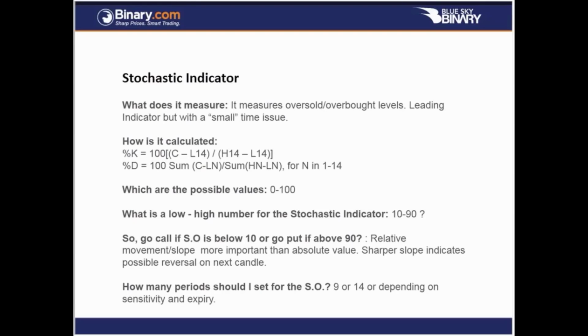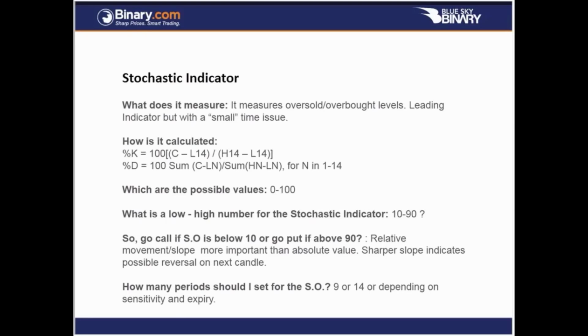Basically, the stochastic gives you an indication of whether an asset is overbought or oversold, and also of what is about to happen. So if it's overbought, the stochastic is a stronger indicator that a reversal is going to happen. But the issue is that you don't know when it's going to happen. So that's a small time issue. You know that the reversal is coming, but you don't know the expiry. You don't know when it will actually happen. Okay? And we will discuss later on how we can use this.